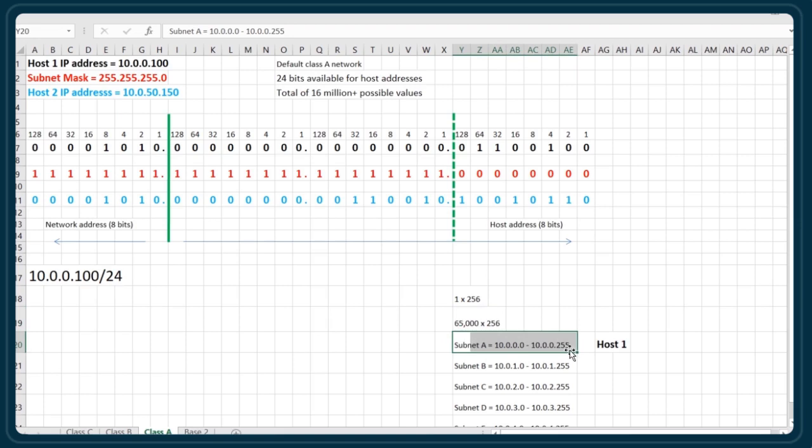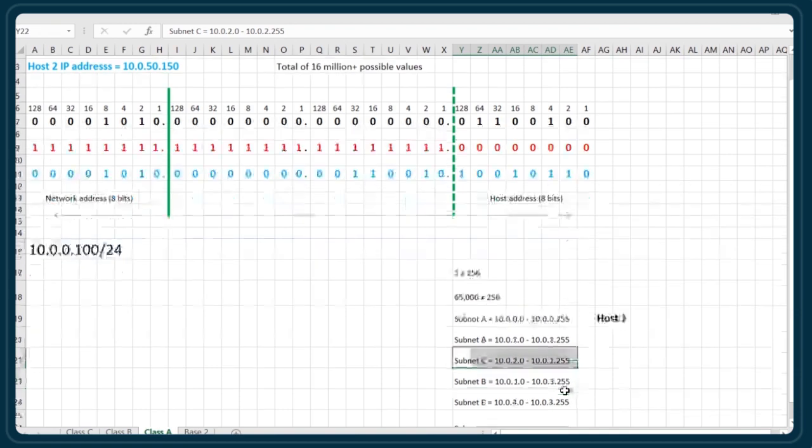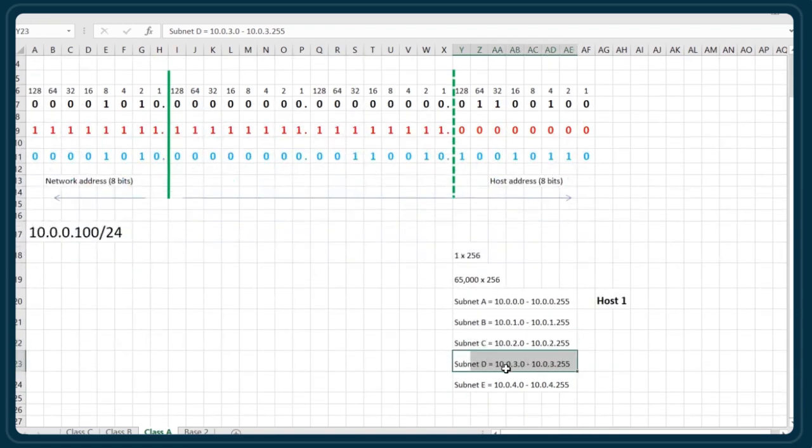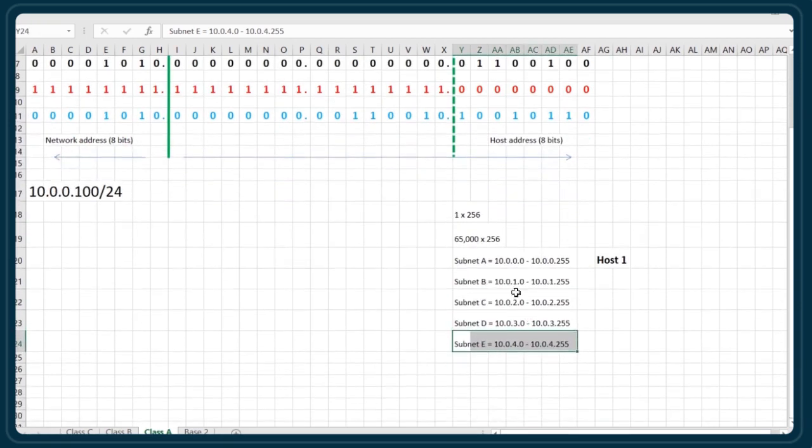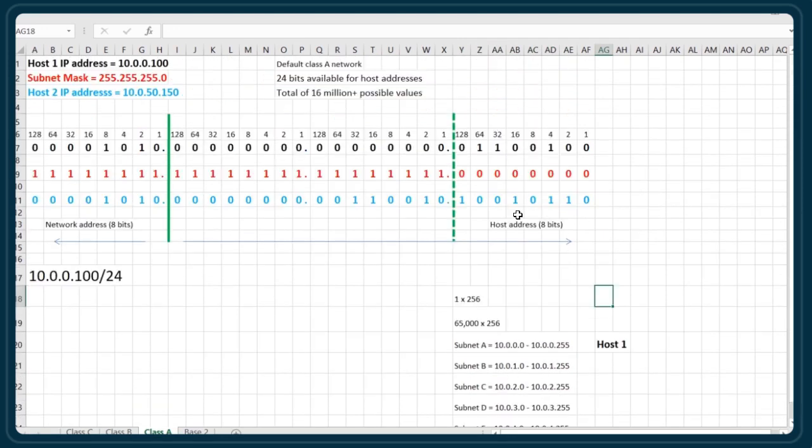That one is done. Simply increment the next octet, and you have 10.0.1.0 through 1.255, 2.0 through 2.255, 3.0 through 3.255, and again, you just keep going. So it just goes from 1 to 2 to 3 to 4 to 5 to 6 to 7, and you just keep going. So again, those are fairly easy to recognize in this particular configuration. But I do want to stress that that's only if you are using this configuration.